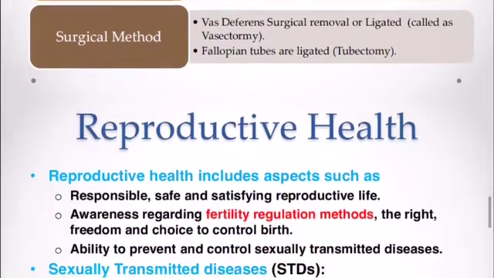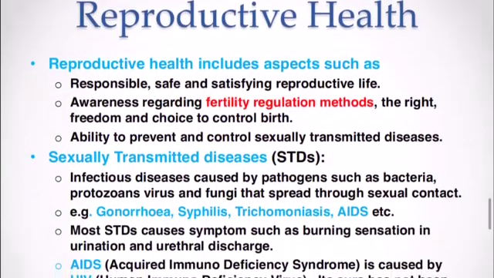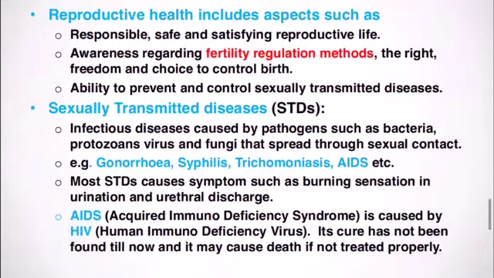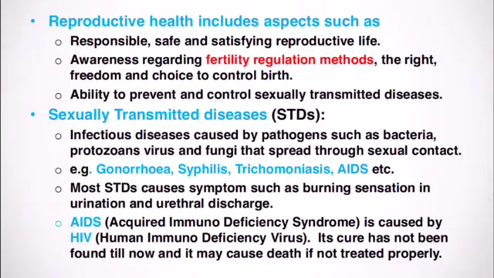Next is reproductive health. Reproductive health includes aspects such as: number 1, a responsible, safe and satisfying reproductive life. Number 2, awareness regarding fertility regulation methods and the right, freedom and choice to control birth. Next is the ability to prevent and control sexually transmitted diseases.